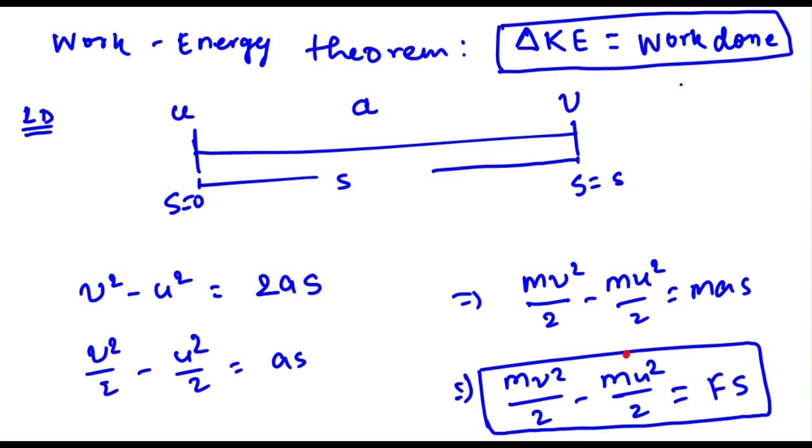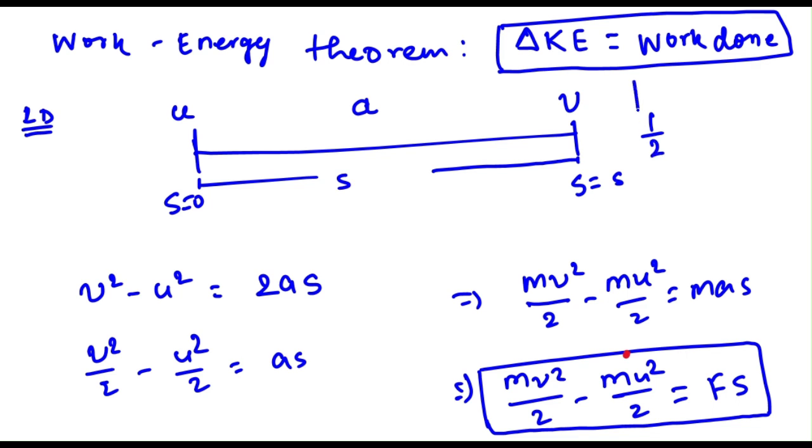And here something is happening. Maybe some external agency is doing some work on this moving body, or maybe this body can do some work and lose some kinetic energy. So this is what is happening here. Force and displacement, these two terms are related to work done. We have discussed all this in one dimension. We can do the same thing in 3D also.